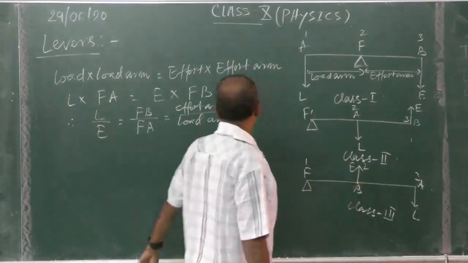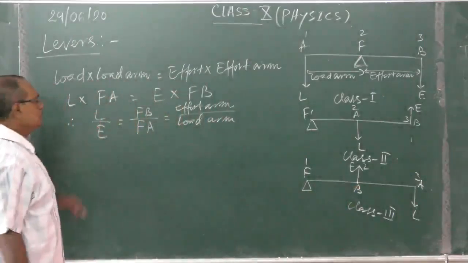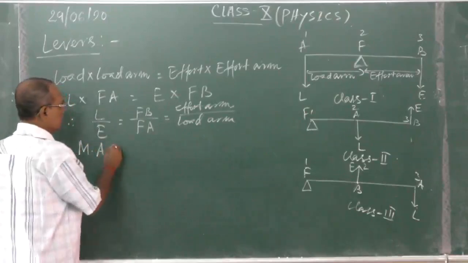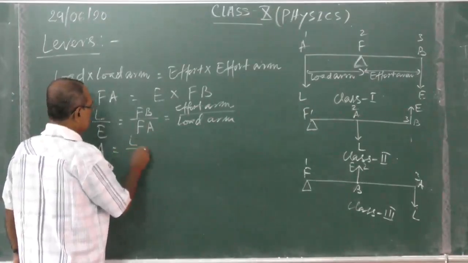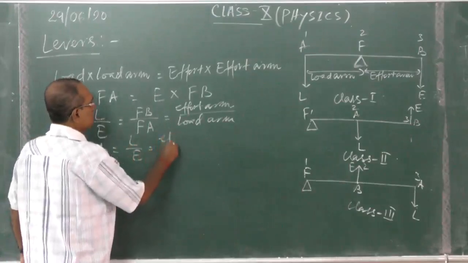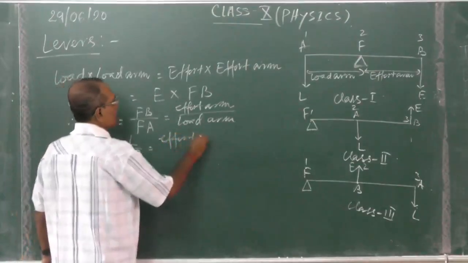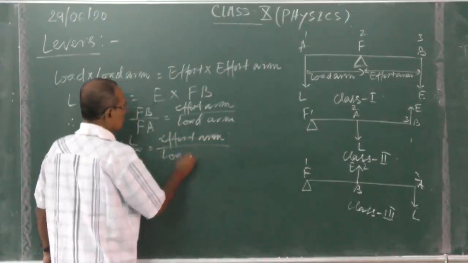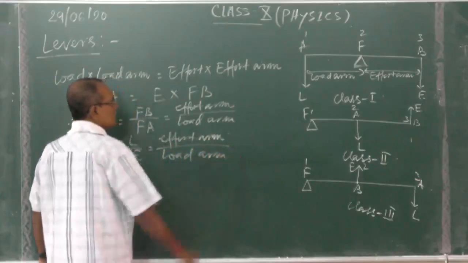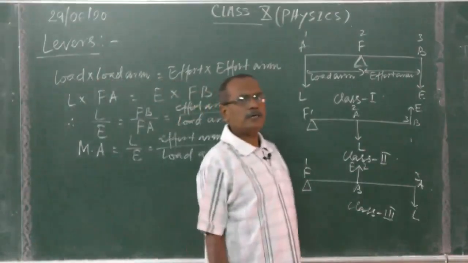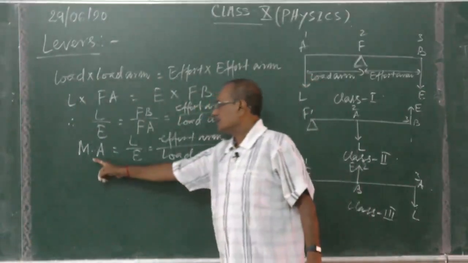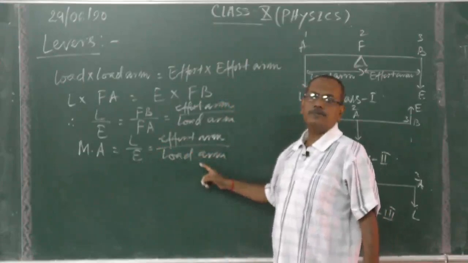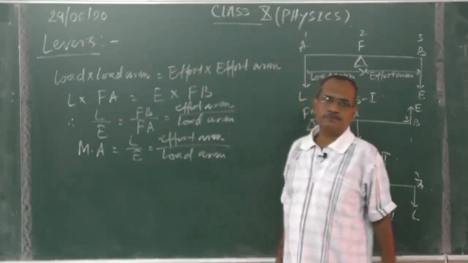Now, load by effort, we know, is mechanical advantage. So mechanical advantage is equal to load by effort, that is equal to effort arm by load arm. So for lever also we can write: mechanical advantage of a lever is the ratio of effort arm to the load arm.